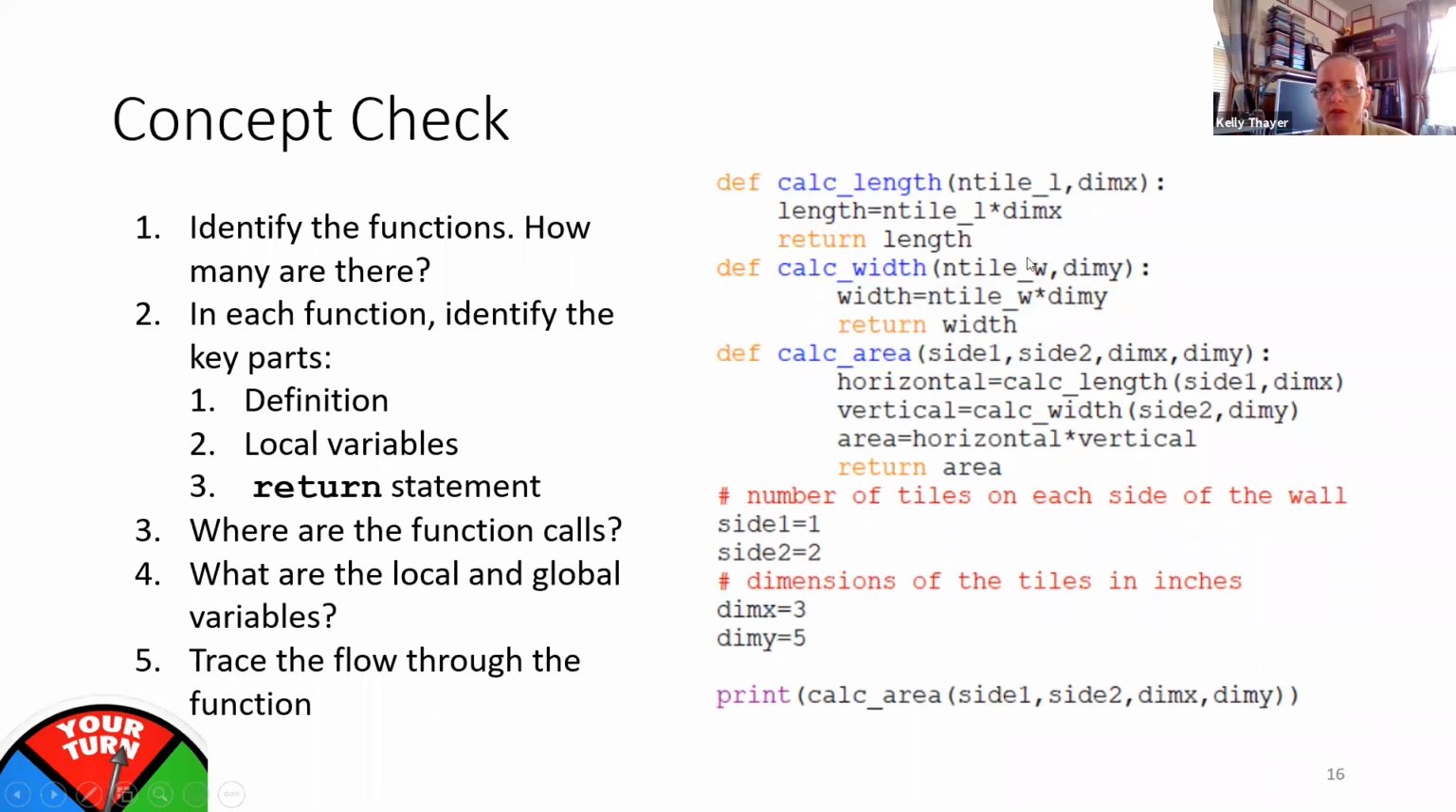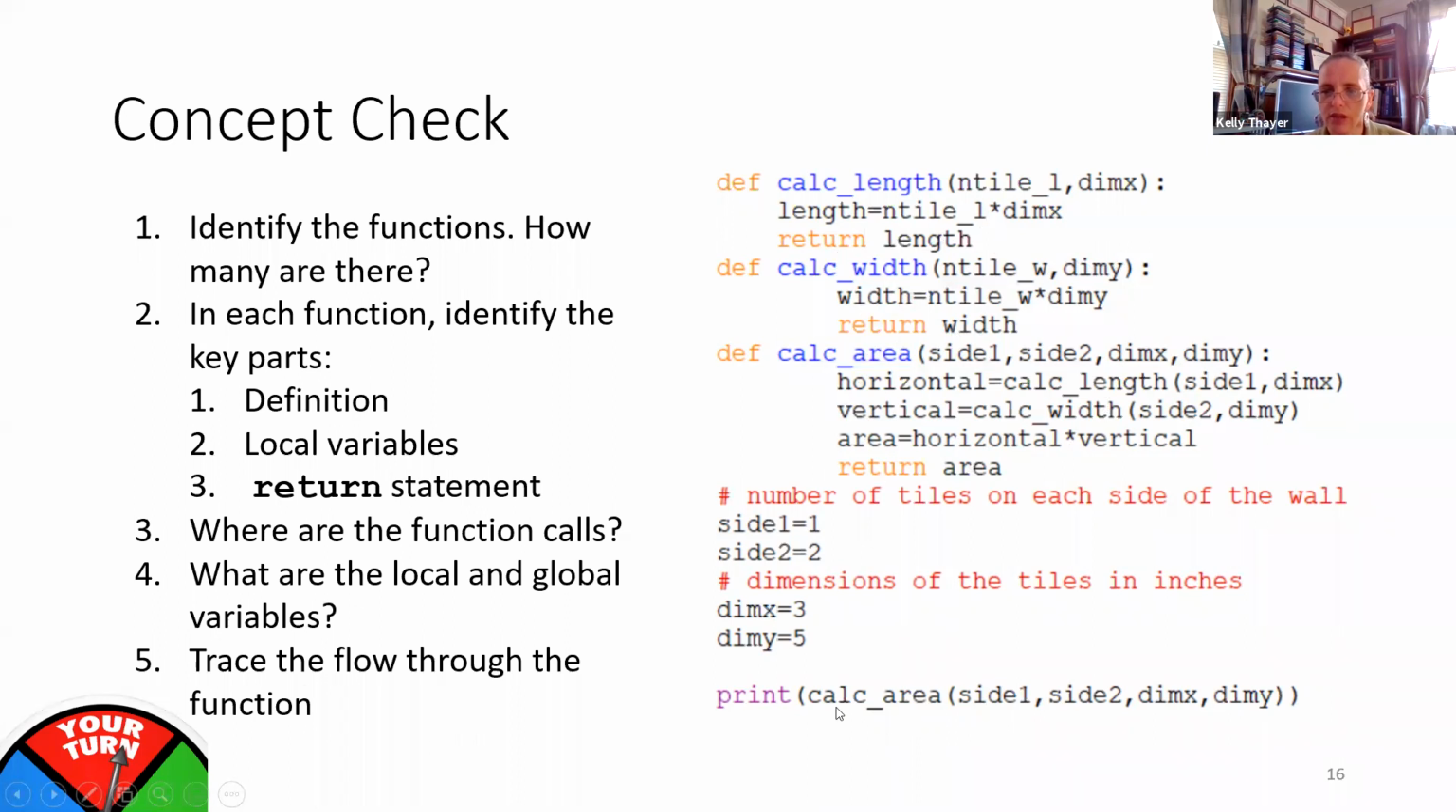Again, here, the variables which are being input are automatically local variables, same for this. And then any variable that's defined inside, so width, for example, would be another local variable. Horizontal, vertical, and area would be local variables to calc area. The return statements we can see here are a return length, here a return width, and here a return area. The function calls are found down here.